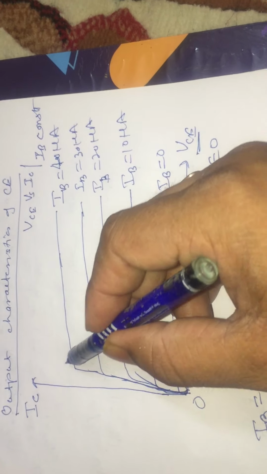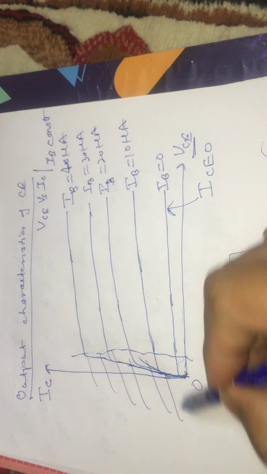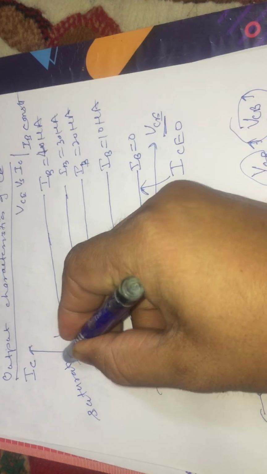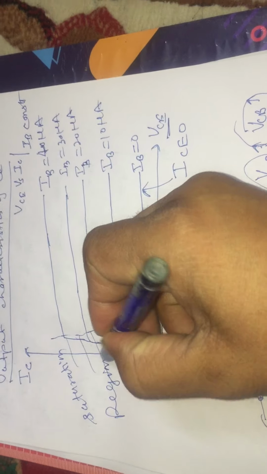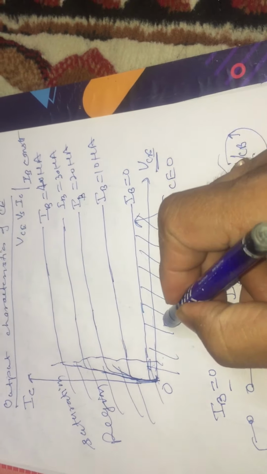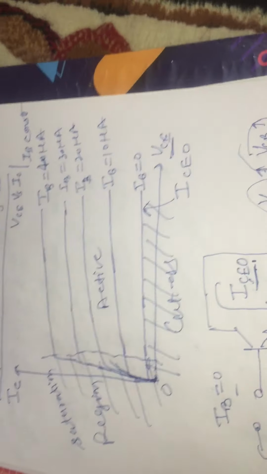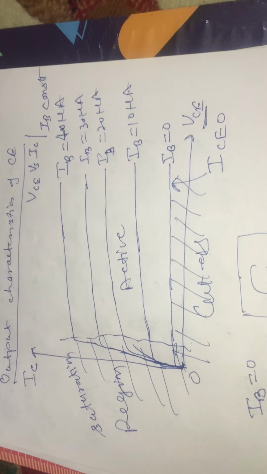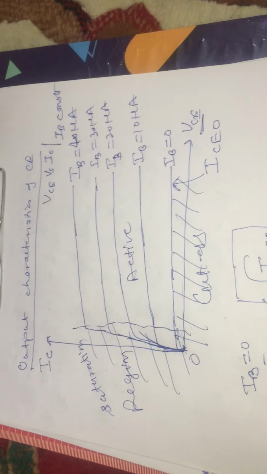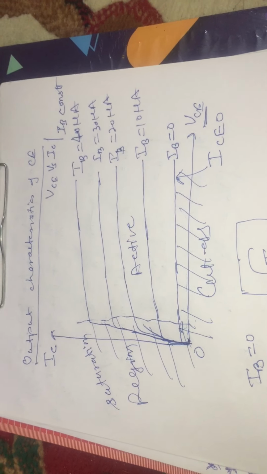Is it clear? Before this region, we can say the transistor is working in the saturation region, and for IB equal to 0 or below this, the transistor is working in the cutoff region, and all other regions are active regions. A transistor must work only in the active region. So this is known as the output characteristics of a common emitter transistor. That is the most important one. In the general exam, this question comes, and the chances of it coming are much higher.